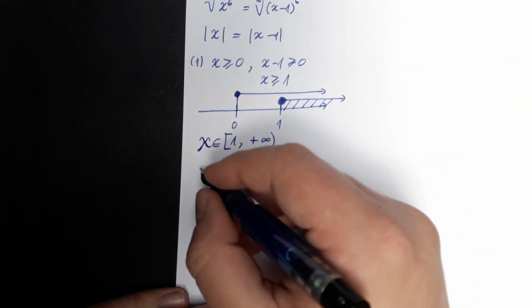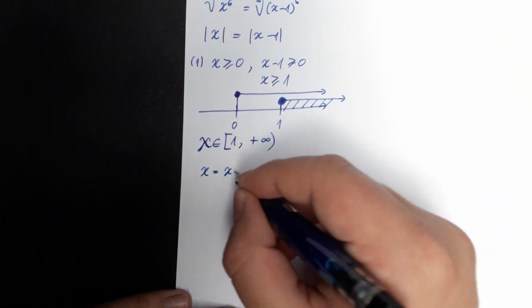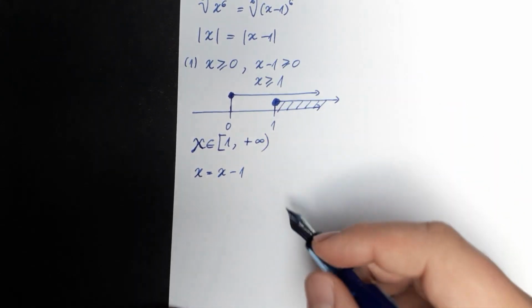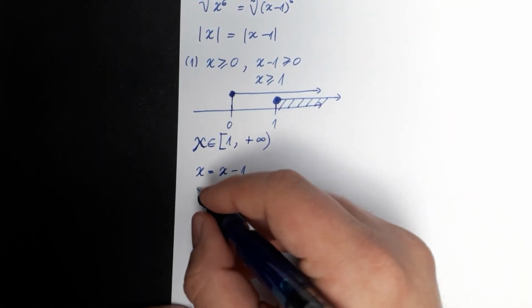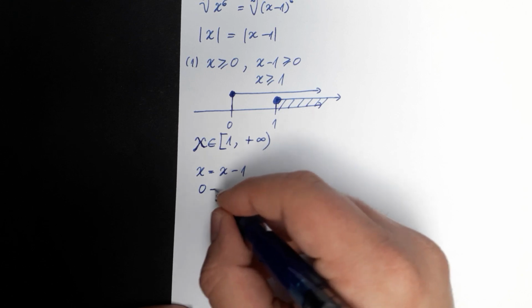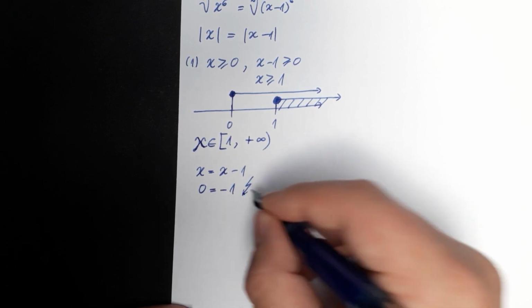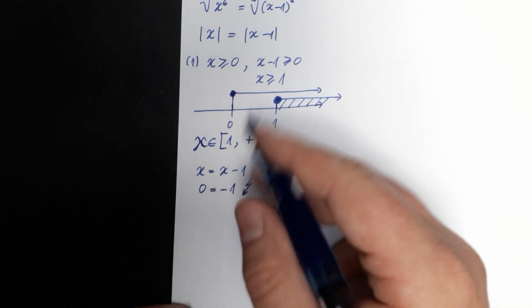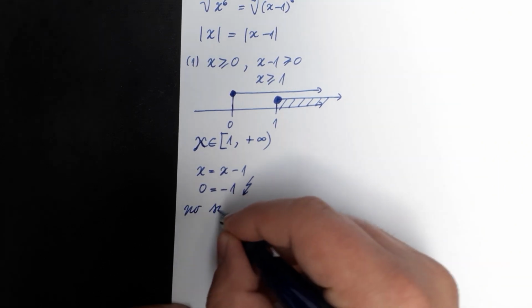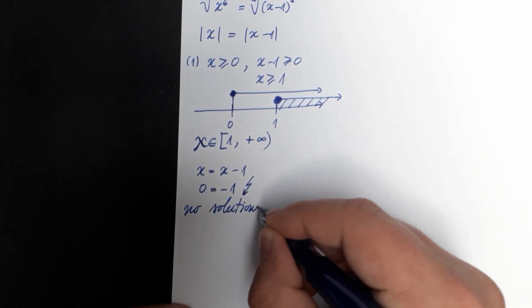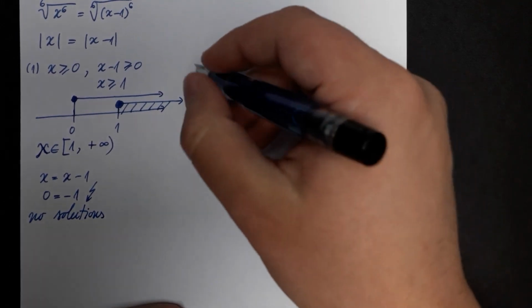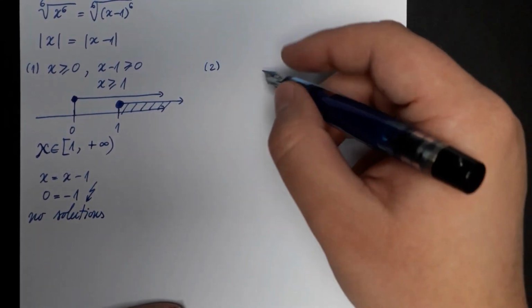Now in this case we have that x is equal to x minus 1 when we get rid of the absolute value, and that basically leaves us with 0 being equal to negative 1, which is impossible. So this case right here offers no solutions. Now let's see what the second case is.